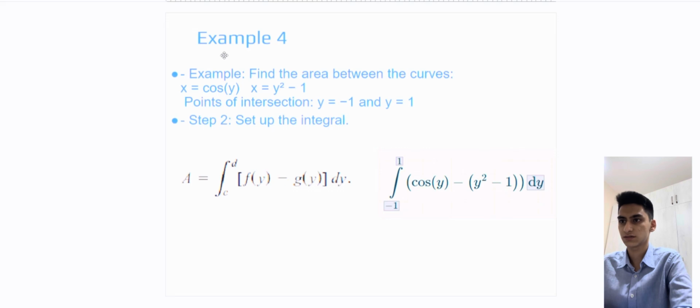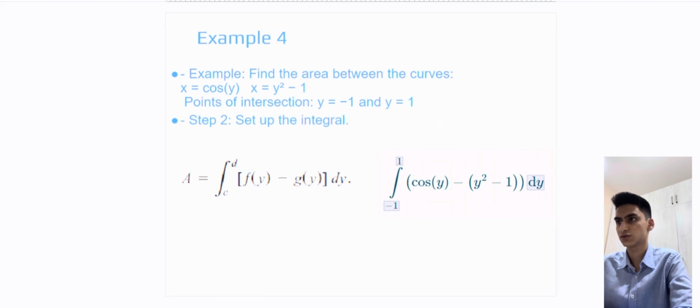Now let's look at another example. It's harder than the other ones. We should find the area between the curves x equals cosine y and x equals y squared minus 1. The points of intersection are -1 and 1. We should set up the integral from -1 to 1.